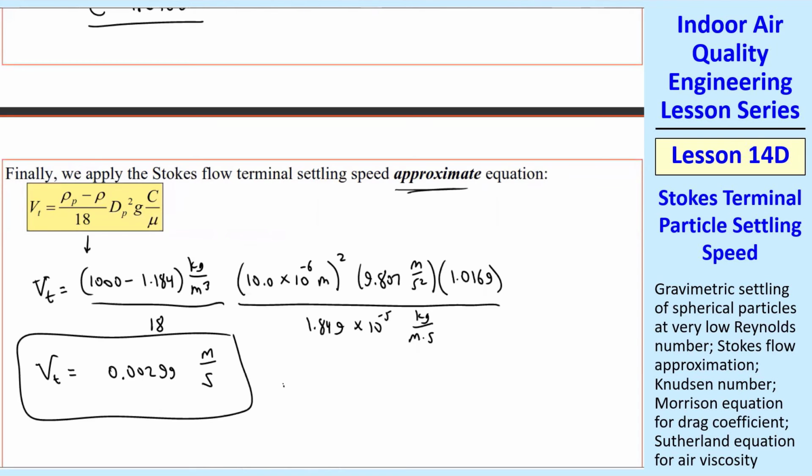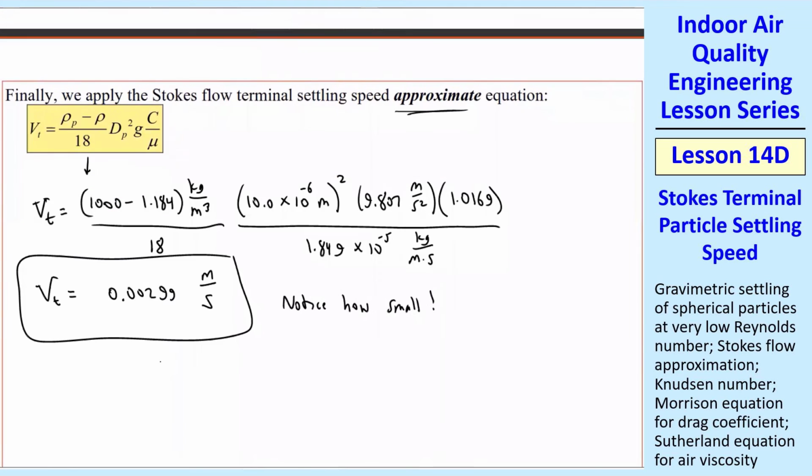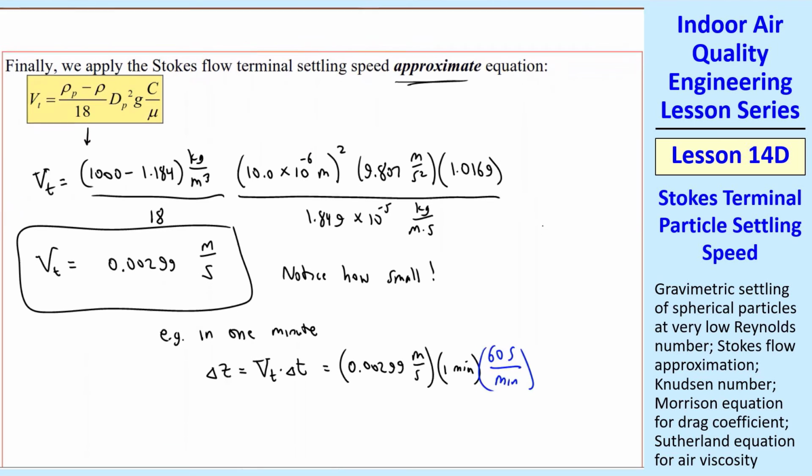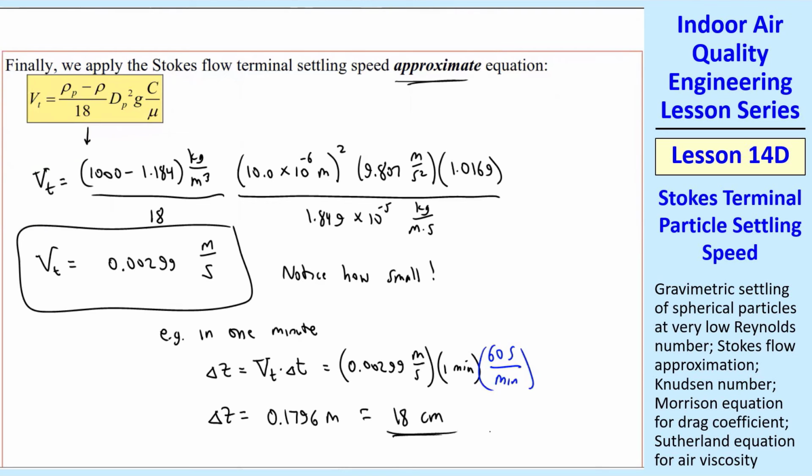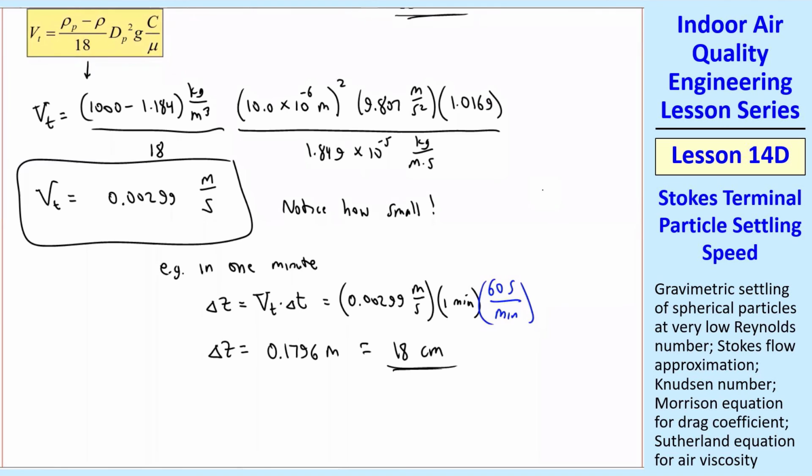So that's our answer. Notice how small this is. For example, in 1 minute, how far does this particle fall? Well, remember from high school physics, delta Z is equal to VT times delta T. So delta T is 1 minute. VT is known there, so I plug in the values with a unity conversion factor. I get 0.1796 meters, or about 18 centimeters. So it drops only 18 centimeters in a whole minute. So that's moving very slow for a 10 micron particle.